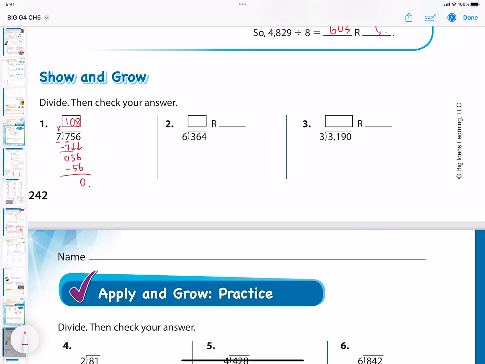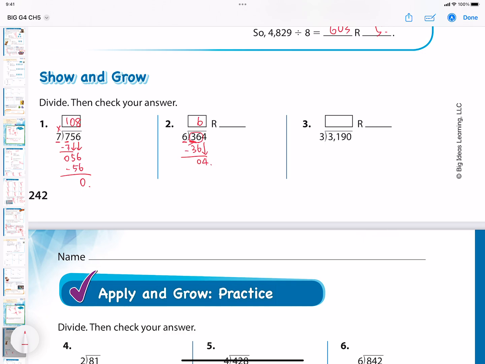All right? Now look at this. Compare this first digit of the dividend and the divisor. 3 is less than 6, right? So you can't fit in there. So you have to work with these 2 digits this time. So 6 times 6 is 36. Take away, nothing left.